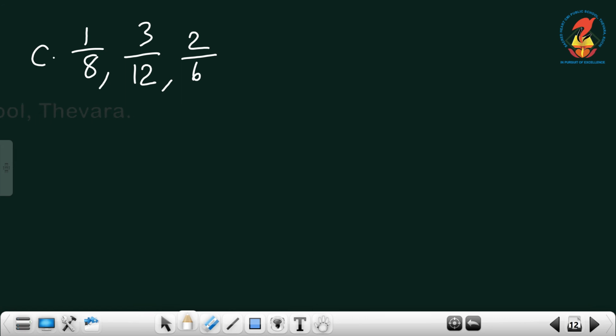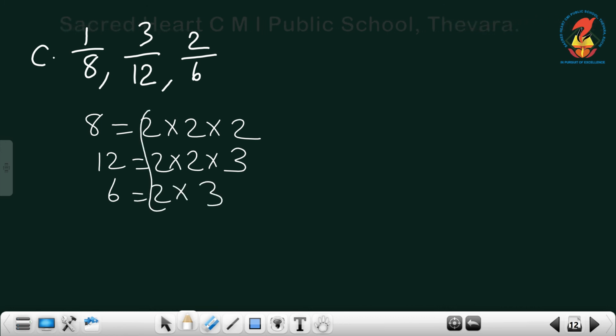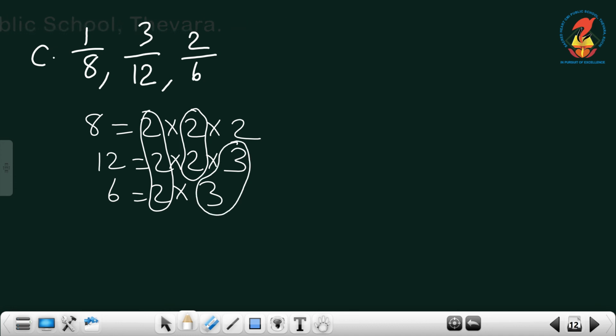Okay, and the next one, that is unlike fractions only. We need to change it into like fractions, the same as ascending order. First we need to find the LCM. Prime factorization of 8 equals 2 into 2 into 2, and 12 equals 2 into 2 into 3. Okay, and 6 equals 2 into 3. Common in 3, that is 2, and after that we need to take common in 2, that is 2.